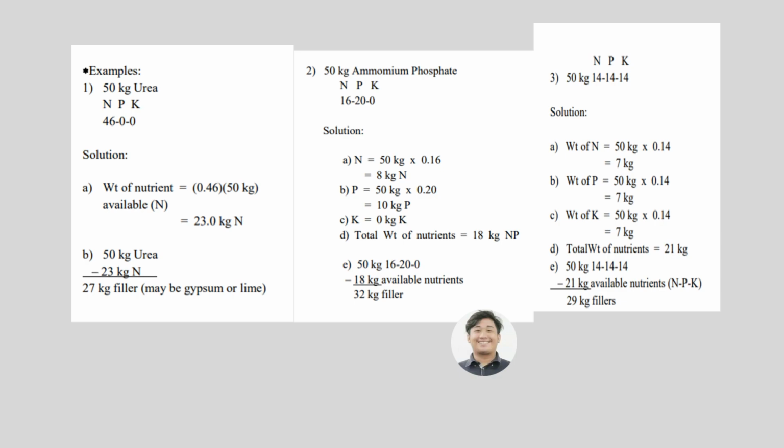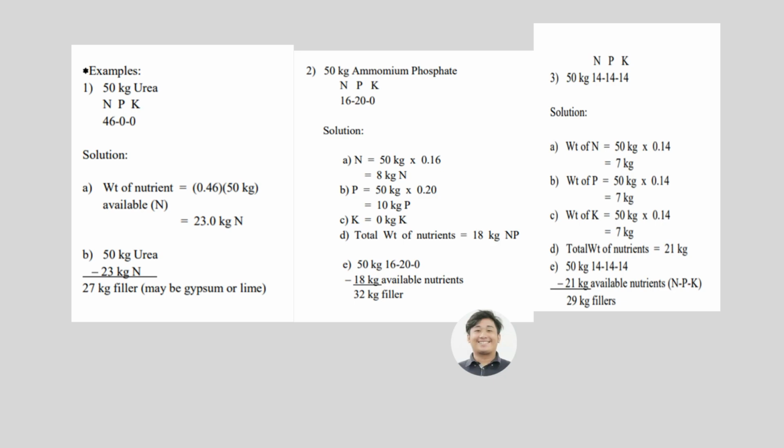For a complete fertilizer of 50 kilograms, we have 14% nitrogen, 14% phosphate, and 14% potassium. We'll do the same as in the previous problems. We just multiply the nutrient available by the total kilograms of the bag, which is 50 kilograms times 0.14, which equals 7 kilograms of nitrogen, and 50 kilograms times 0.14 for phosphate, we have 7 kilograms of phosphate, and for potassium, it is the same, 7 kilograms.